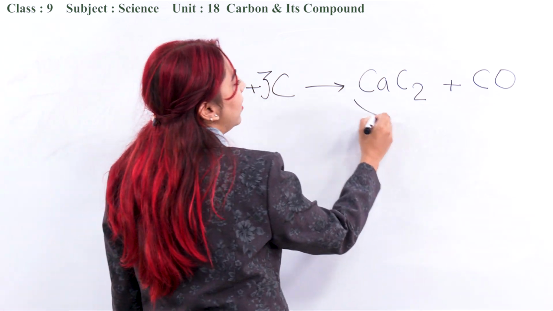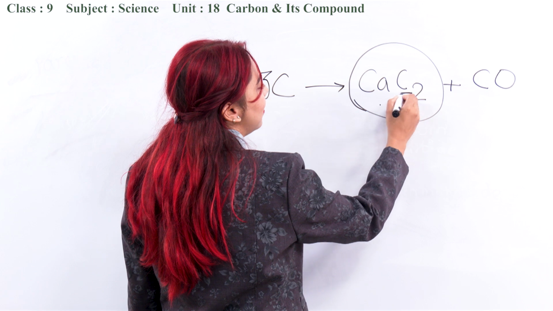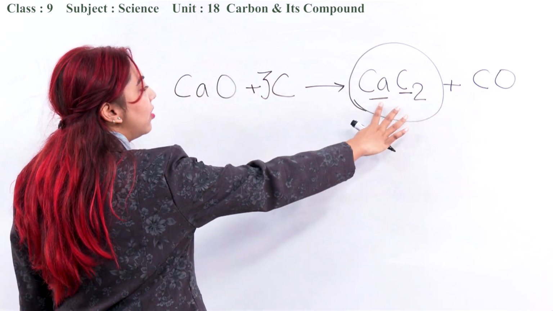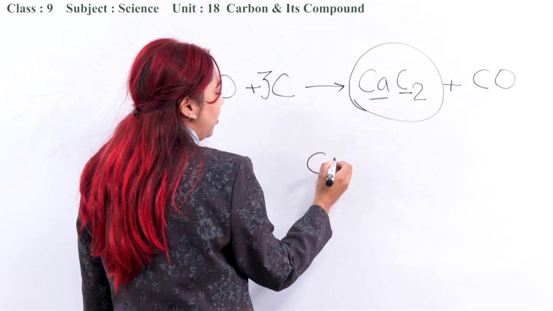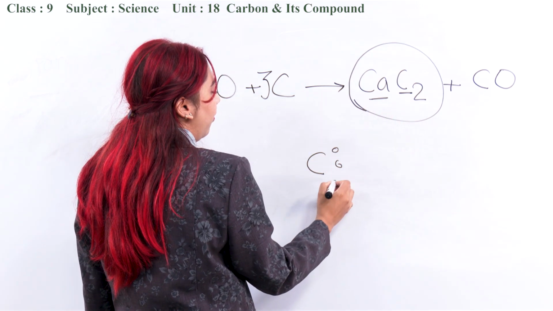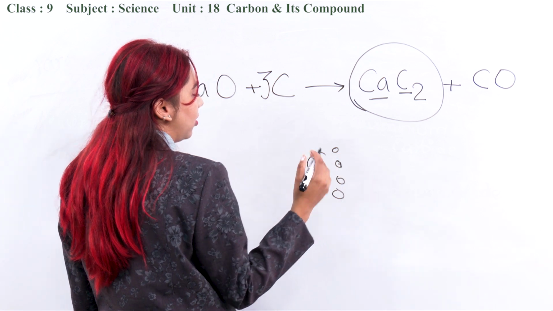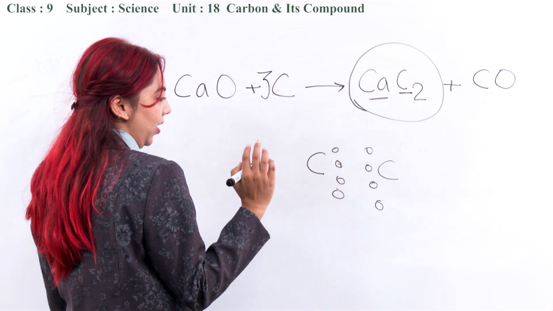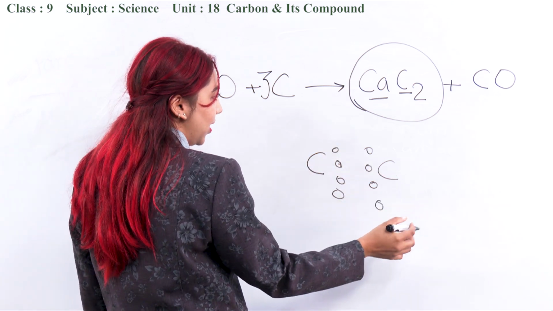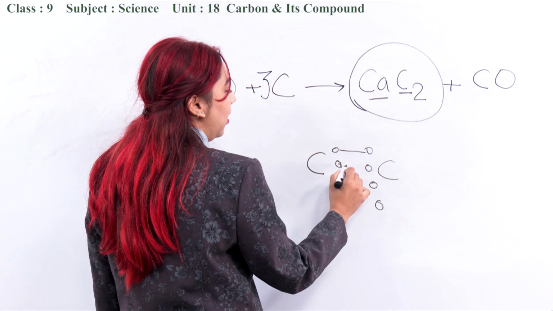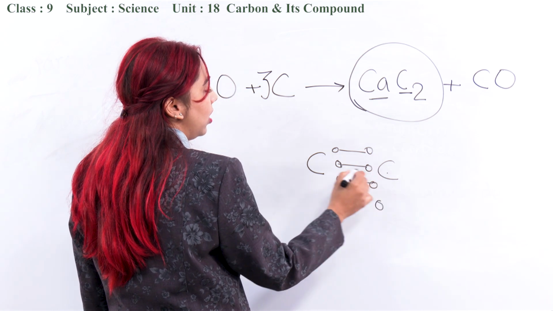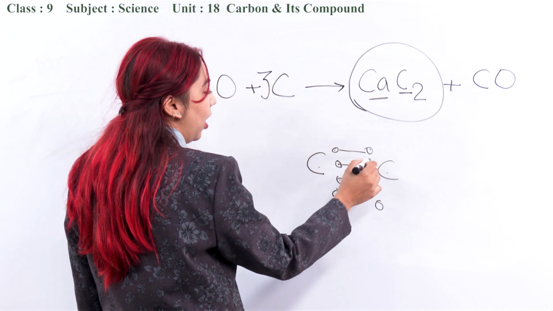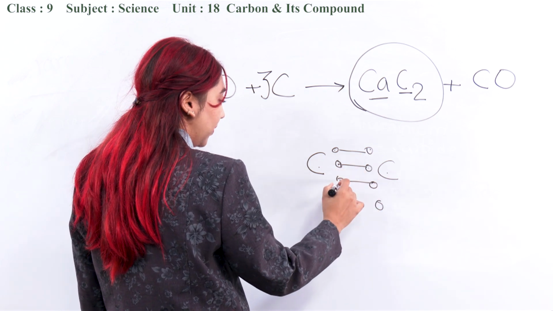Now here you might be confused by this structure because the valency of carbon is 4 and calcium is 2, but why do we have 2 over here? So how the structure forms is, carbon has 4 electrons in its outermost orbit, and another carbon also has 4 electrons in its outermost orbit. And in this structure, what happens is, these 2 carbons form a triple bond, that is, they share 3 of the 4 outermost electrons with each other.